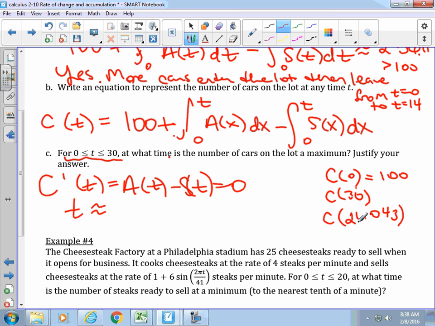So after 21 days, the number of cars on the lot starts to decrease. This is actually a pretty realistic problem. Toward the end of the month, car lots do a lot of incentives to sell cars, and they sell a lot more toward the end of the month because they're trying to meet those incentives.